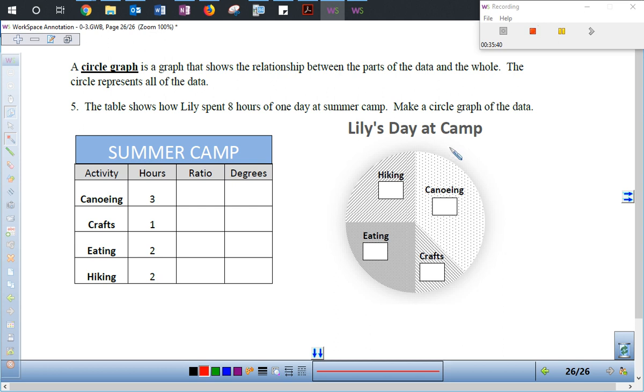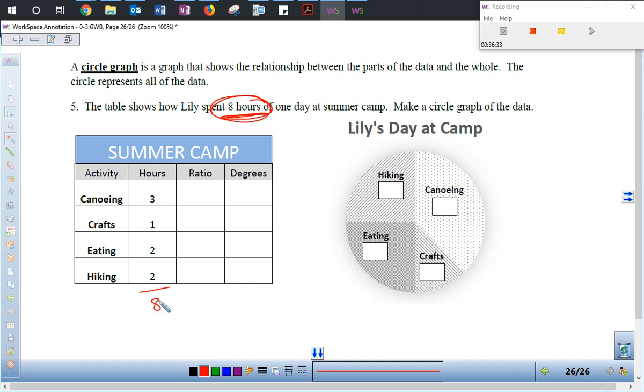Now, Lily's day at camp, she had 8 hours in one day. So it says she spent 3 hours canoeing, 1 hour making crafts, 2 hours eating, and 2 hours hiking. Now just to be sure, I want to make sure that really adds up to 8 hours. So let's add these together. 3 plus 1 is 4, plus 2 is 6, plus 2 is 8. So there are a total of 8 hours that are accounted for here.